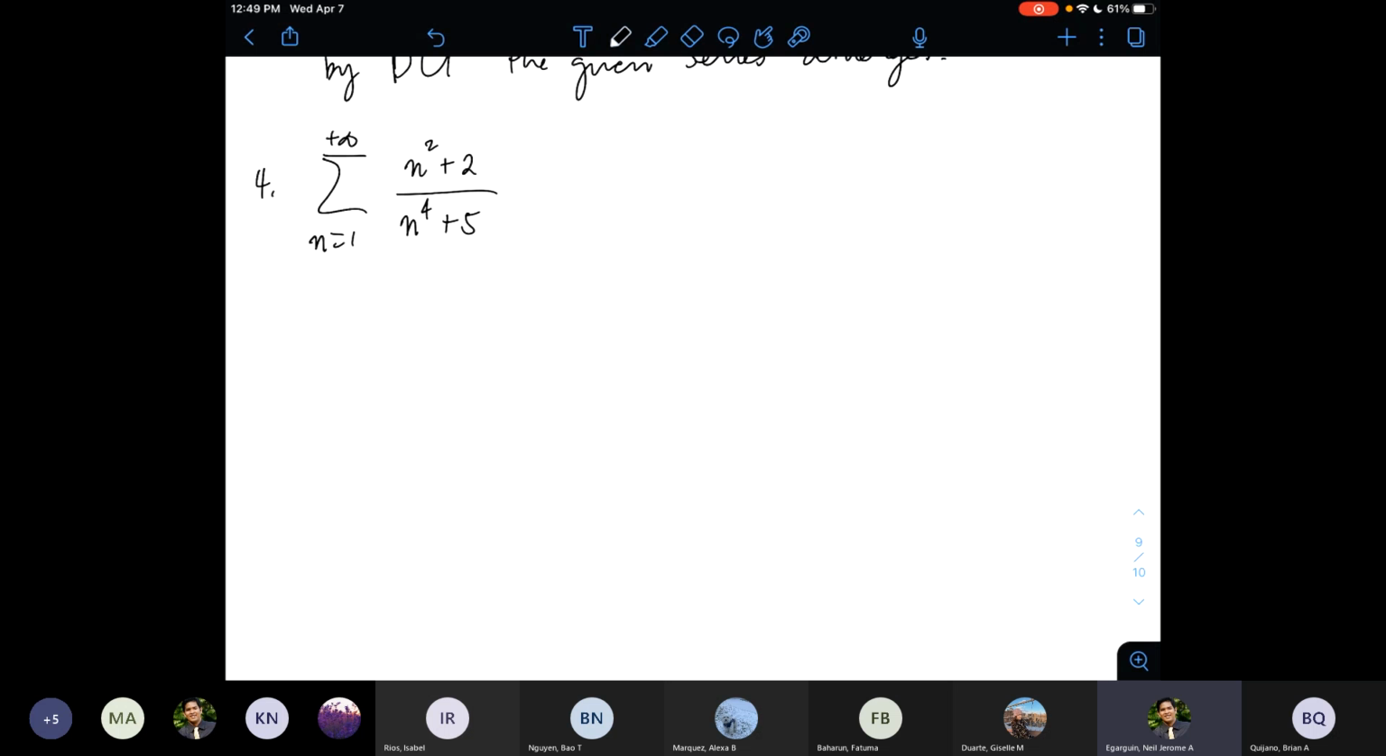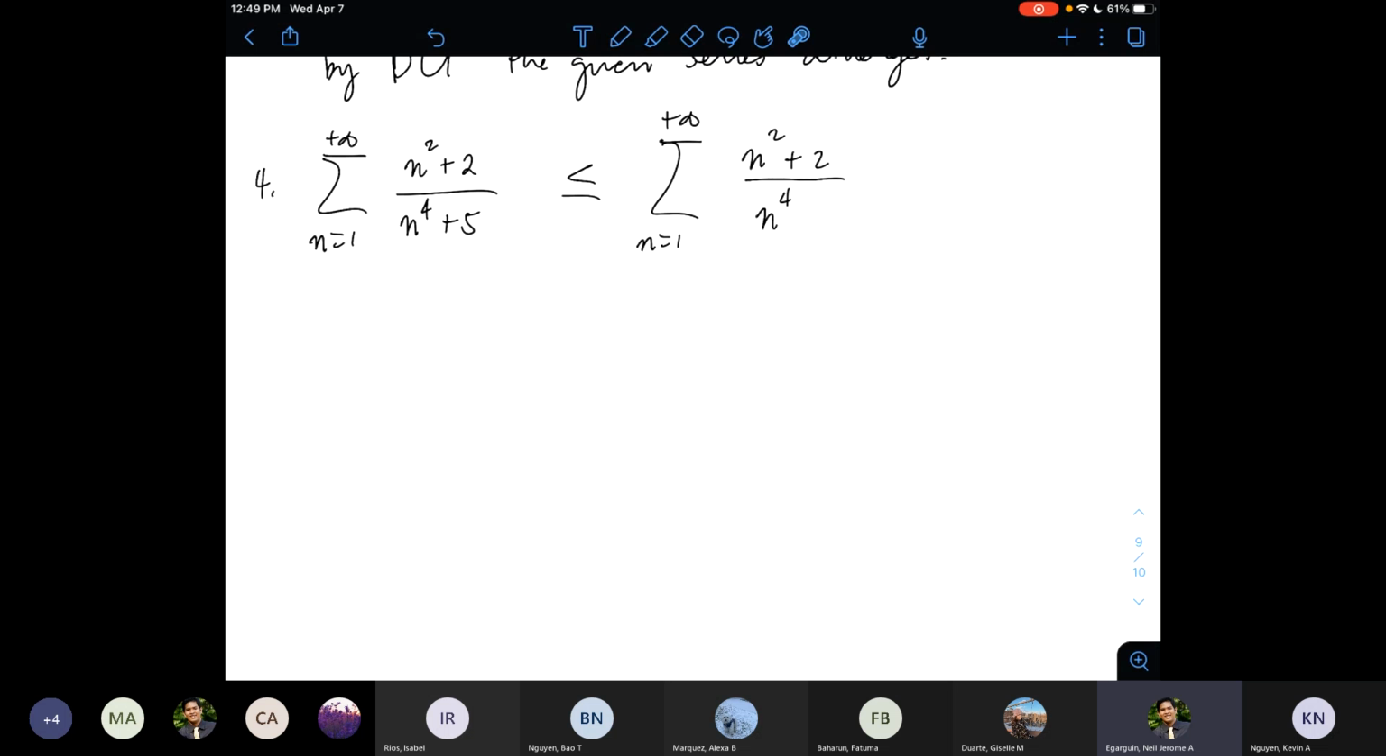Well, if I use the direct comparison test, I'll compare it with this series. Usually it's easier if we just omit something from the denominator. So if I drop the plus 5, that means the fraction we have here has a smaller denominator, right? It's smaller than the denominator, making the entire fraction larger. Because it has a smaller denominator, the fraction will be larger. So we got this inequality, right?